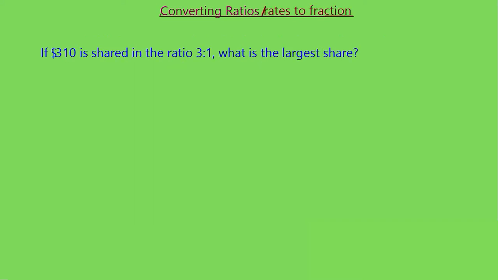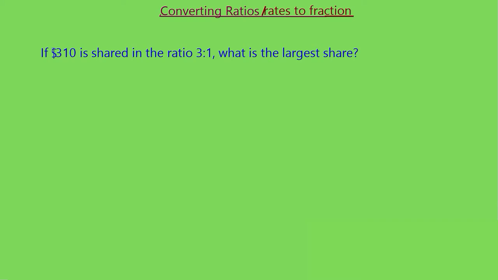What if we have a ratio question that requires us to find the largest and smallest share when some amount of money is being shared in a ratio? Well, here $310 is being shared in the ratio of 3 to 1, and we are required to find the smallest share. The 3 is used to calculate the largest share, because it is the largest of the ratio. And the 1 would be used to calculate the smallest share, because it is the smallest of the ratio.